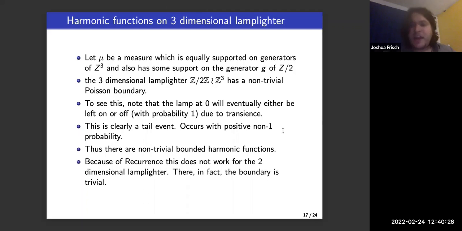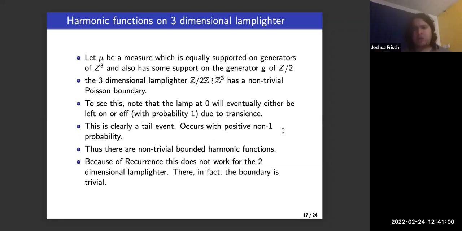And I should say, this argument fails to work in 2 dimensions, because in 2 dimensions, you're recurrent. And actually, this isn't just some subtle technicality. This isn't just a sign that we need a different argument. The boundary is actually trivial in 2 dimensions. So if I have a 2-dimensional lamplighter who's going around, walking left, walking right, there are no non-trivial tail events here.